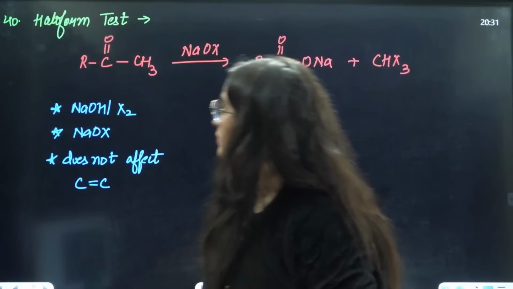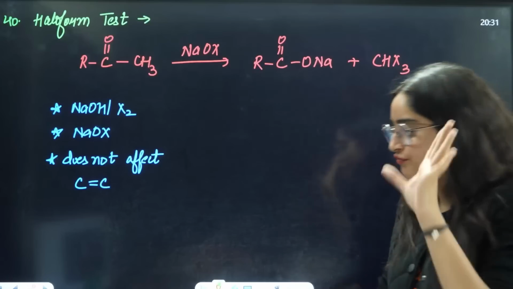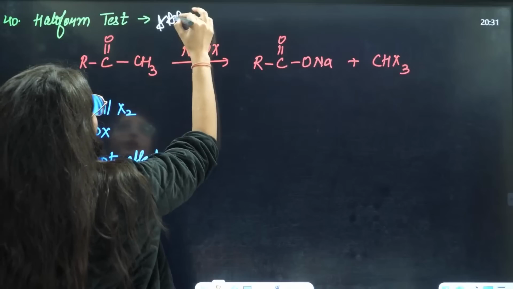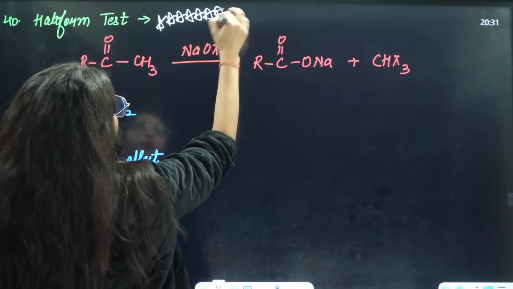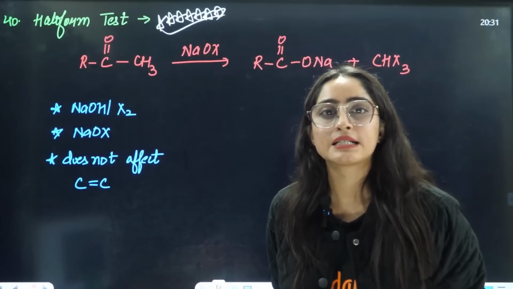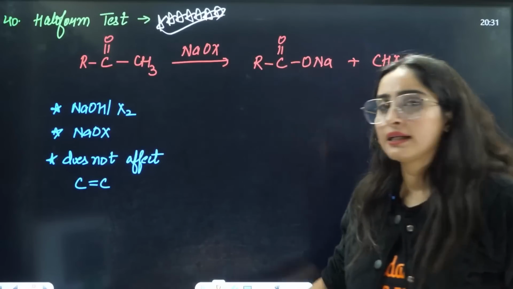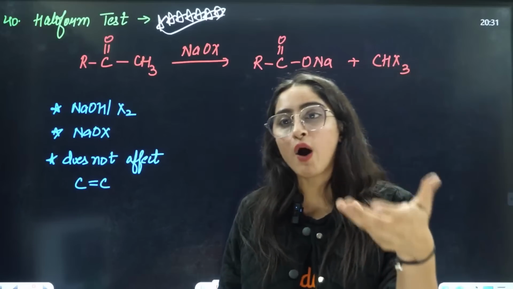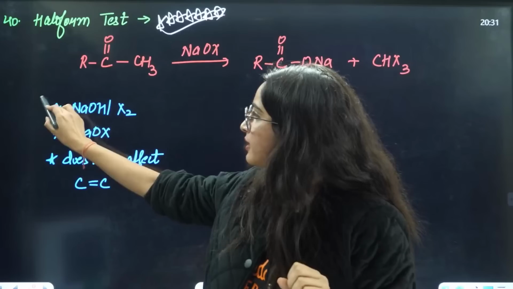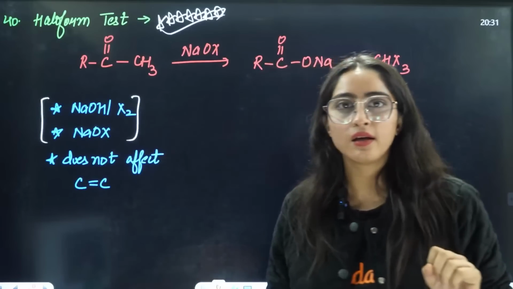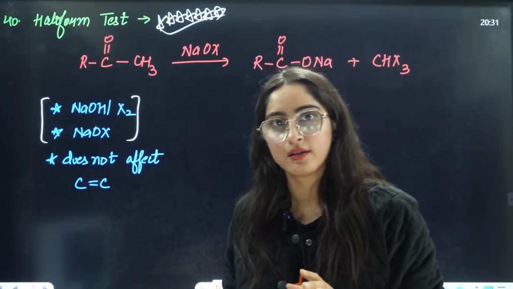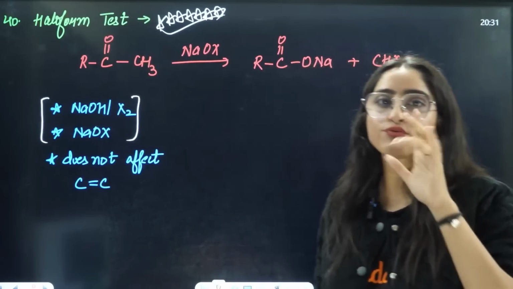Okay. Next is the haloform test. Very, very important. Mark it very important. Definitely you will see a question here, right? Now, firstly, three things you need to focus on here. First, what are the reagents? Then, what is the group that shows this effect? And what is formed here?